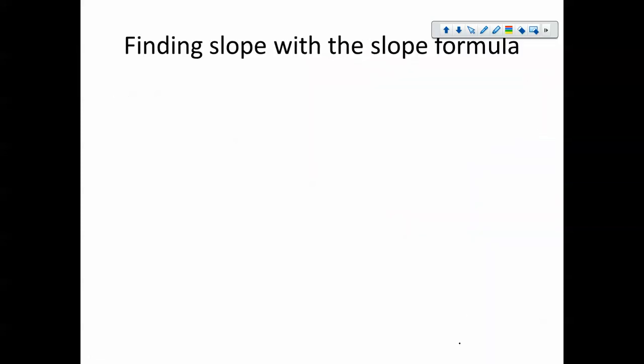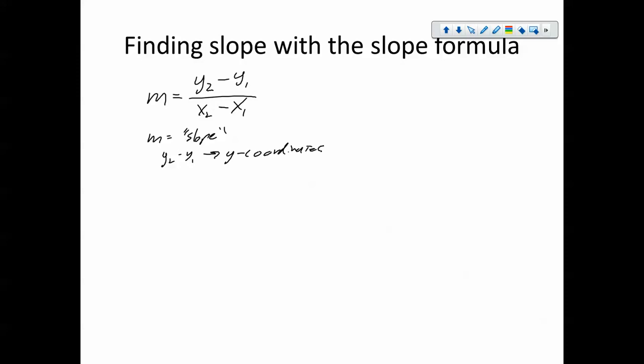Let's use the formula here. So we have a formula to help us calculate the slope. The formula goes like this: m equals y2 minus y1 over x2 minus x1. Here the m is the slope, and then the y2, y1 are y coordinates, and the x2, x1 are x coordinates.